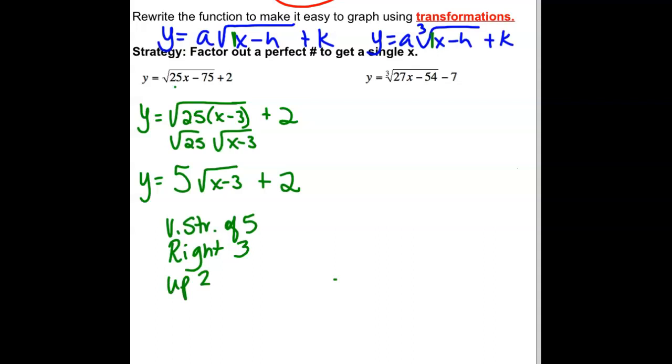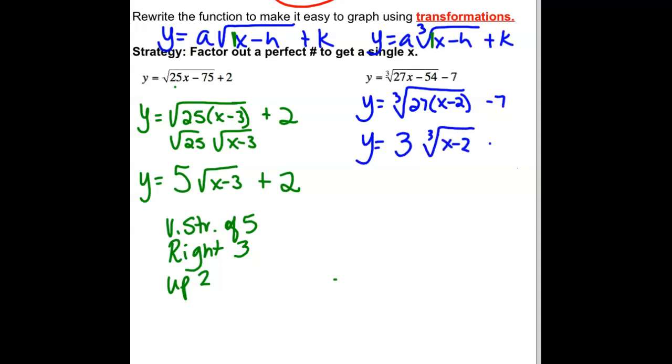Okay, for our cube root, we want to try to factor out a perfect cube. 27 can be factored out. We are left with an x and a negative 2. The cube root of 27 is going to come out as a plain 3, and we still have the cube root of x minus 2 and the minus 7 on the end. So again, our transformations: we are doing a vertical stretch of 3. We are shifting it right 2 and down 7.